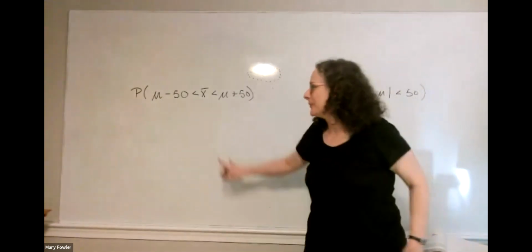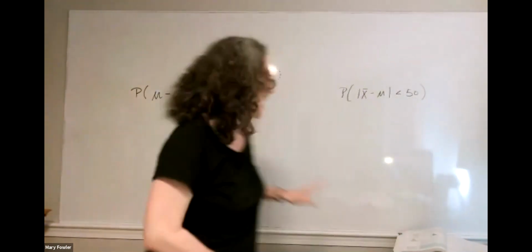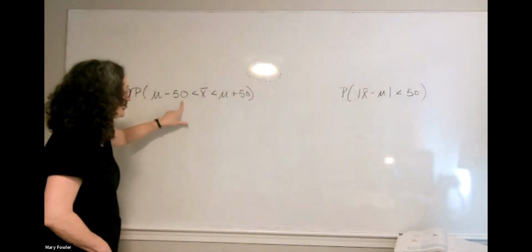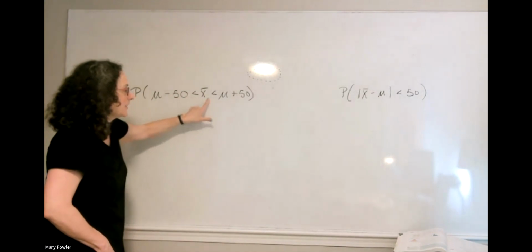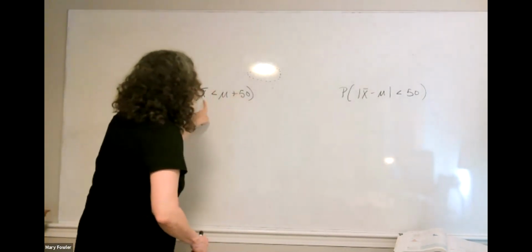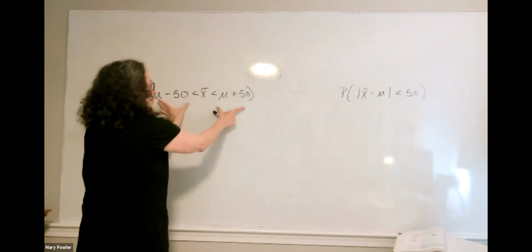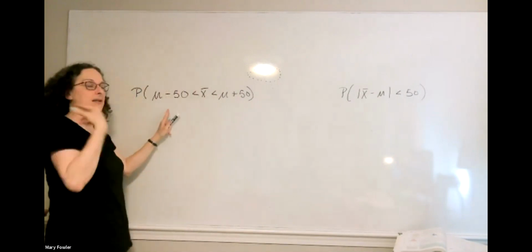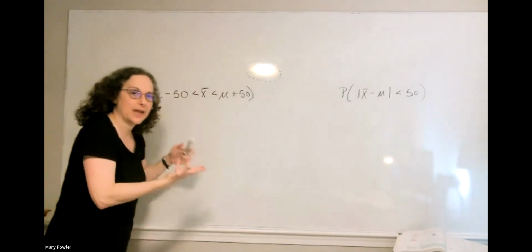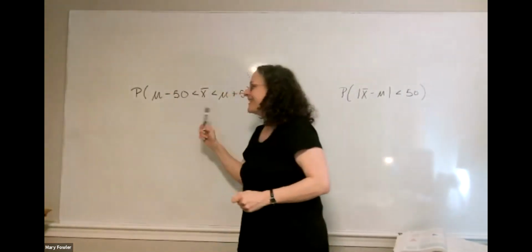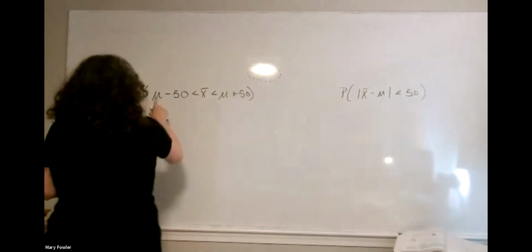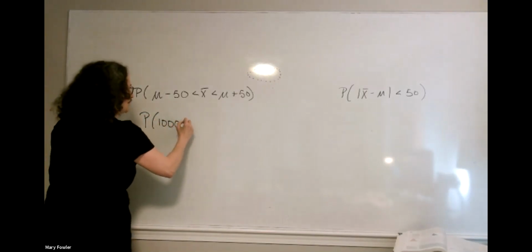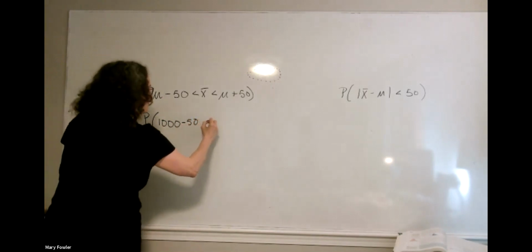Okay, so this was the probability question on the left column that we were looking at, the probability that mu minus 50 is less than x bar is less than mu plus 50, or really how we stated it was that x bar was between these values. Okay, and that's something that we know how to calculate, because let's go ahead and substitute in what we mean by mu. And in this case, it was 1,000, right? The population mean was 1,000.